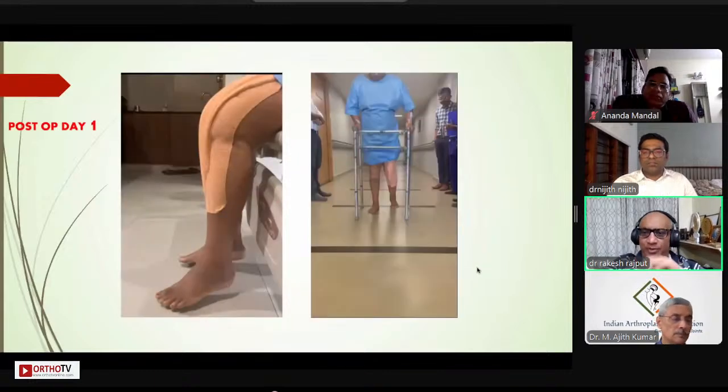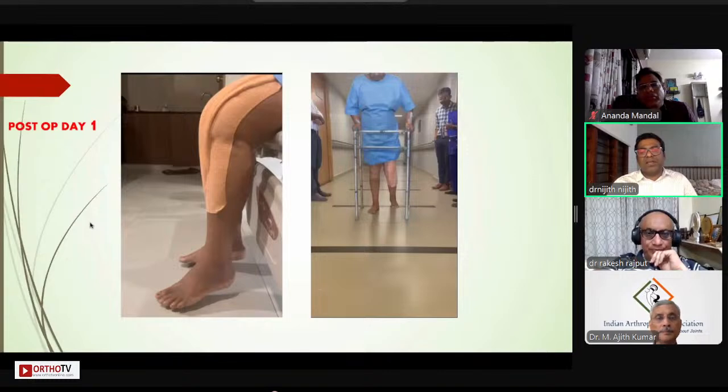So you were happy on the table? Yeah, I was happy on the table. With a 10 mm poly, I got a reasonably good stability, but I put an additional stem, and I could manage the bone defect with cement and screws. This is the immediate post-op day.